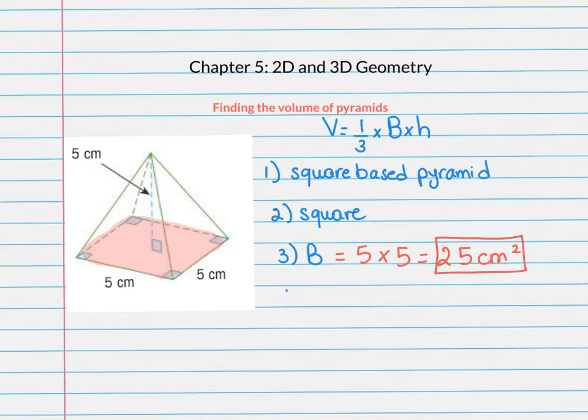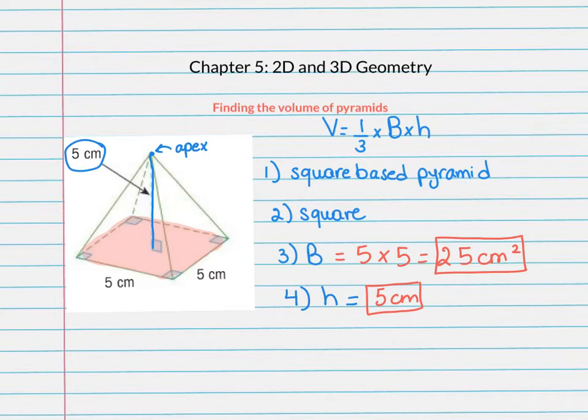Step number 4 is identifying the height of the three-dimensional figure of the pyramid. We agreed that the height in a pyramid has to drop from the apex here, all the way down to the base. So as you can see in the figure here, this is your height because it drops all the way down to the base. So it's a height of 5 centimeters. We're going to put it in a box over here because we're going to use it as well.